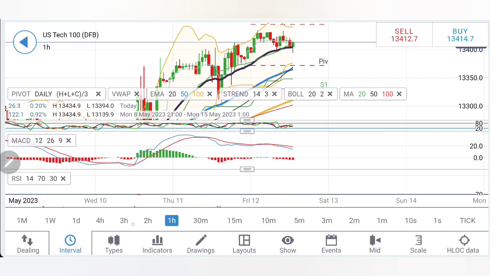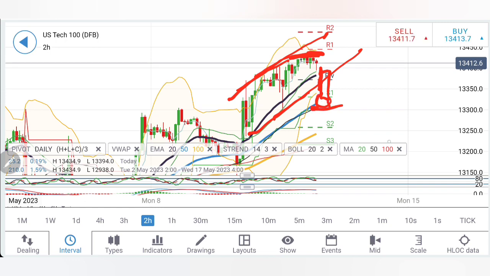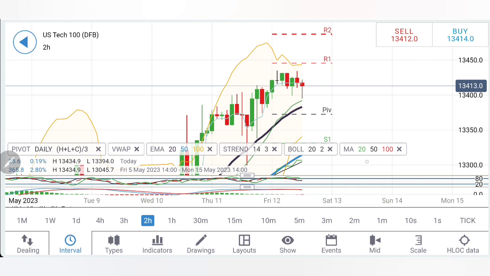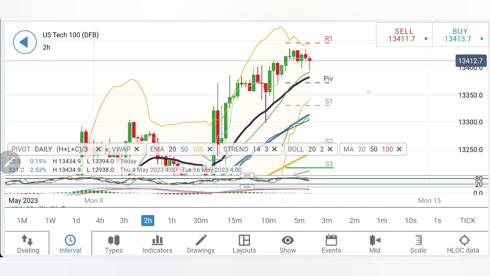RSI is flat, and on the 2 hour charts here you will find a couple of tails on the downside, and certainly the highs are getting limited. It is getting flattened here, and hence the possibility of a little drop cannot be denied, which might take it towards 13,350, 300 levels, which is certainly a very good support here. But right now any move above 13,450 you should certainly stay long. That is very clear. So between 13,450 and 13,400, do not take any trade.